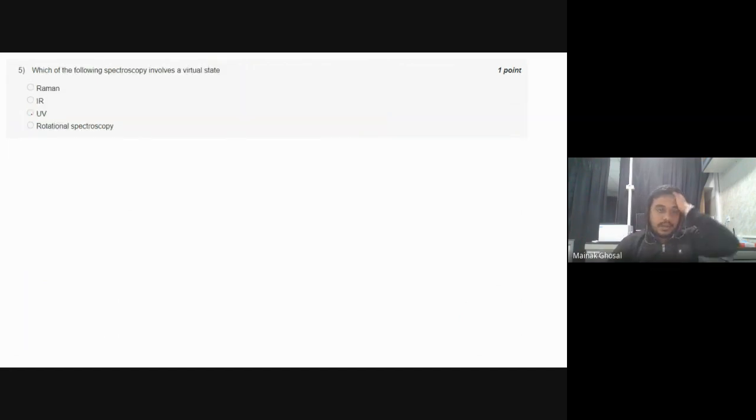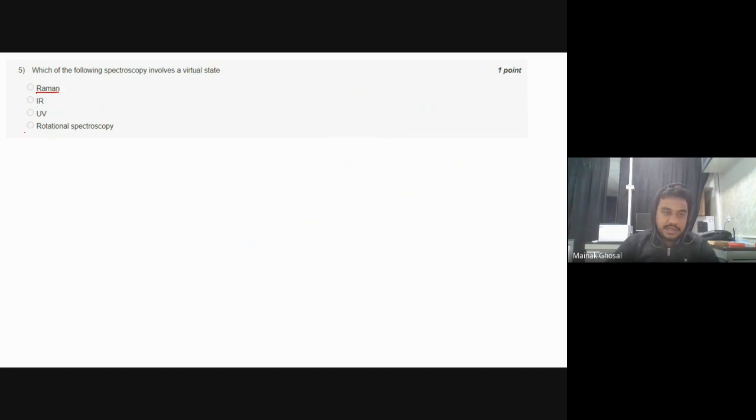Okay, so the next question is a very simple question. Which of the following spectroscopy involves a virtual state? Raman, IR, UV, or rotational?